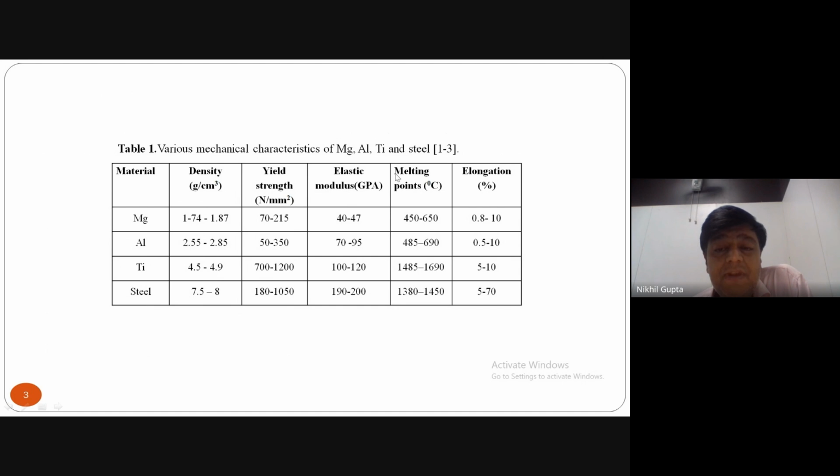If we compare melting point, magnesium has a low melting point, 450 to 650, aluminium 485 to 690, and titanium 1485 to 1690. Steel has 1380. In elongation comparison, magnesium has 0.8 to 10%, aluminium 0.5 to 10, and titanium 5 to 10, sir. And in steel, it is 5 to 70, very high, sir.